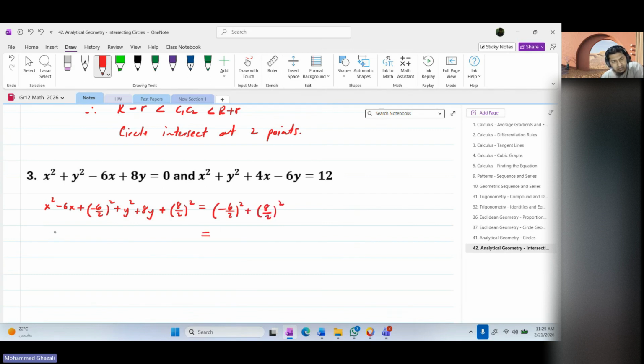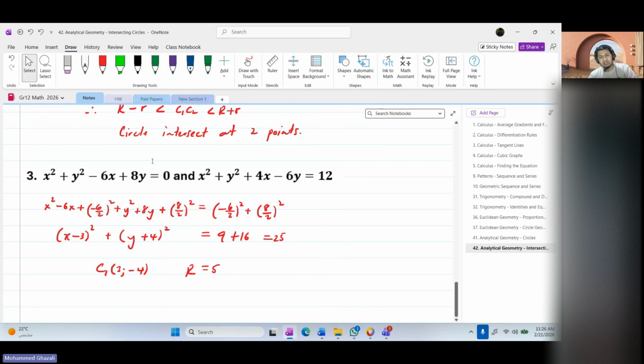Now simplify, we got minus 6 divided by 2 is minus 3, and we have y here, 8 divided by 2 is plus 4, right? And this is 9 plus 16, which is going to give us 25. You can see the center is 3 and negative 4, and the radius is 5. That's only for the first part. What about the second part?